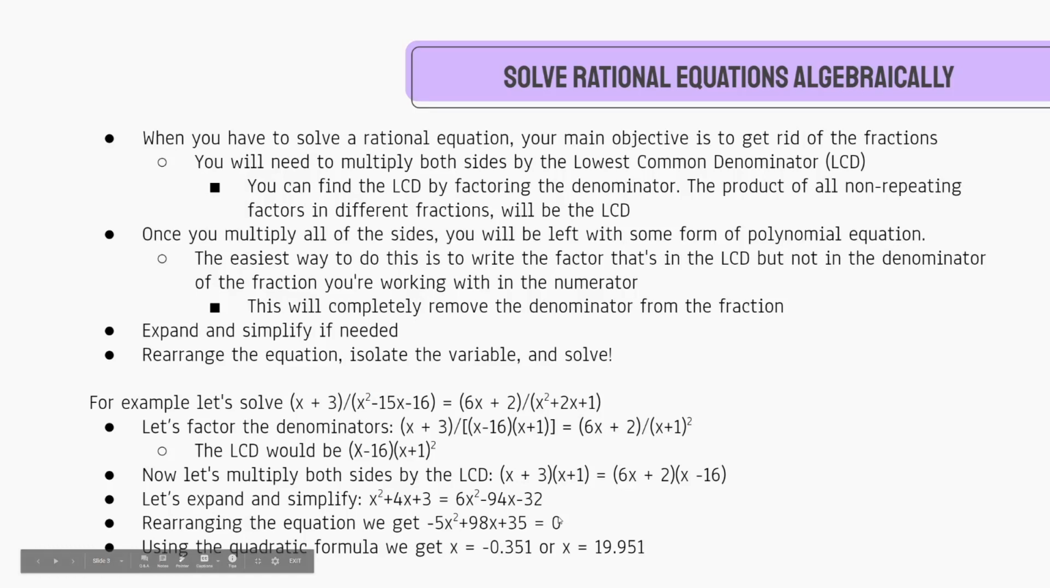That just makes our life a whole lot easier. And what we get is negative 5x squared plus 98x plus 35. Now, since this is a quadratic, and we're dealing with pretty big numbers over here, I would just recommend using the quadratic formula. Considering these are the values we got, I don't think it could be factored, so that's your only option. So when we plug these values into the quadratic formula, we get the following.